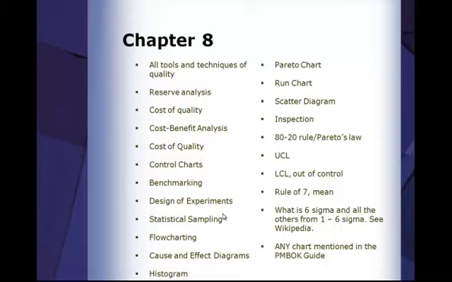Chapter 8. Chapter 8 is all about the tools and the techniques and the processes in a practical sense. So if you do not know what a Pareto chart is, or a run chart, or a scatter diagram, or you don't know what the upper control limit is, or you don't know what the LCL is, it means that you've missed something. The rule of 7, when is a process out of control? What do we need to do with that? The term assignable cause, what does that mean?